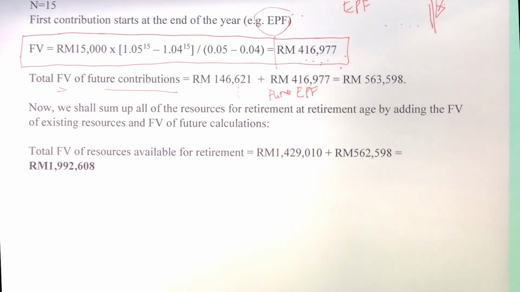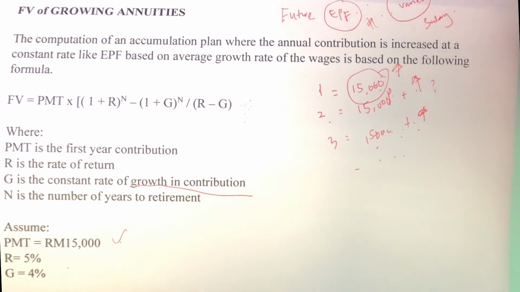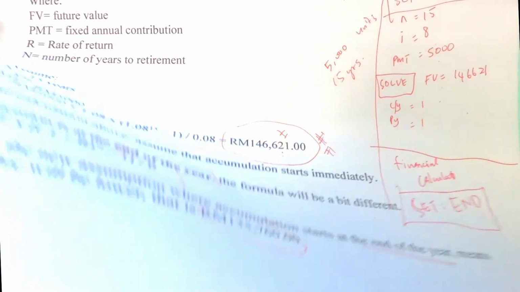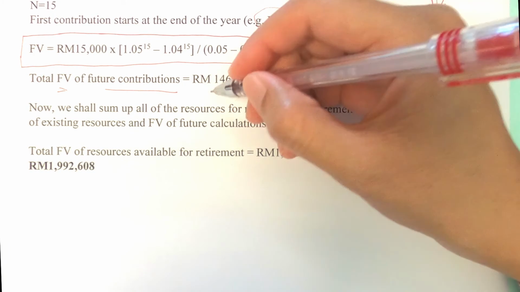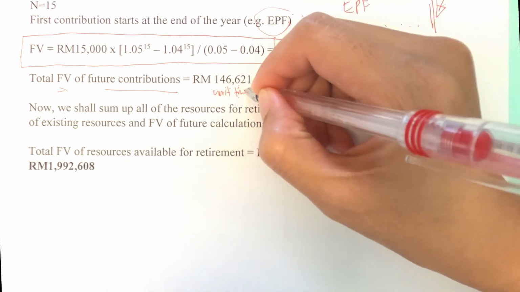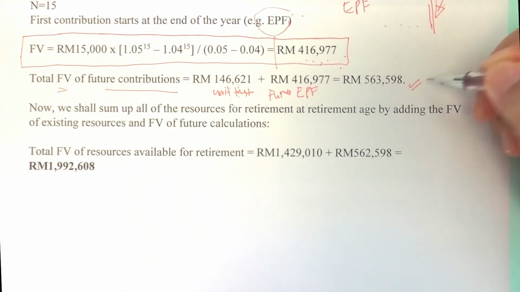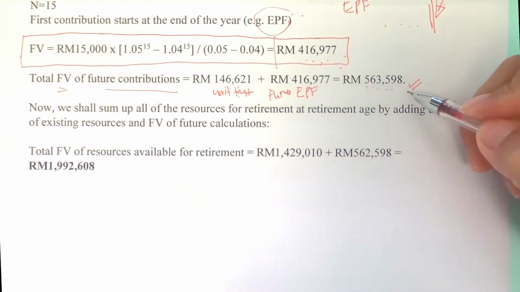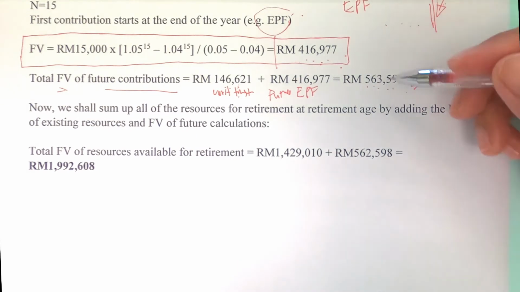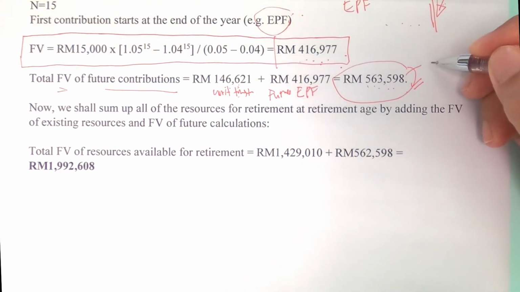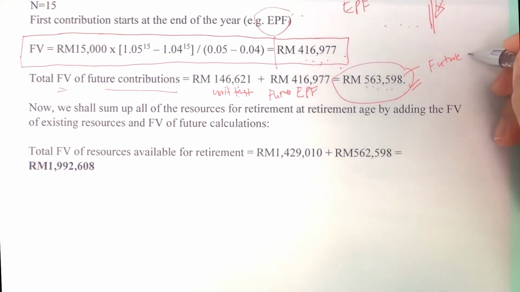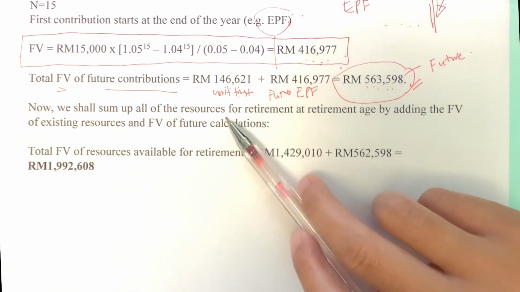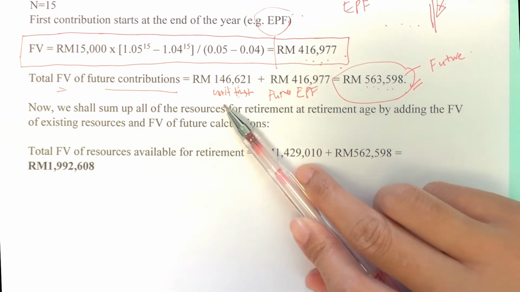Therefore, the total future value of future contributions includes this one, which is the future EPF, and this one is actually the unit trust, 146,621. This is from the unit trust. So the total here is 563,598. This is actually the future resources, from future EPF and the future unit trust.